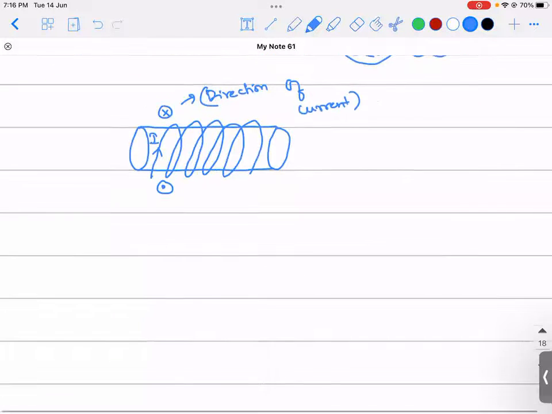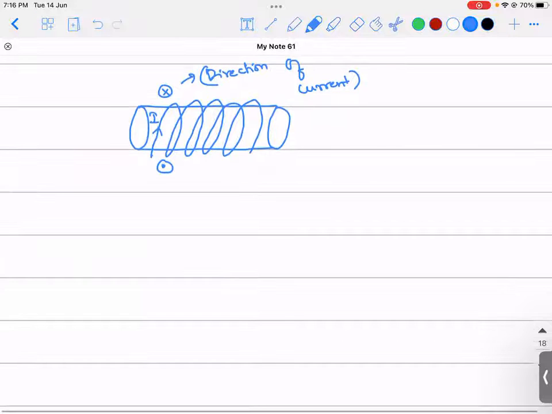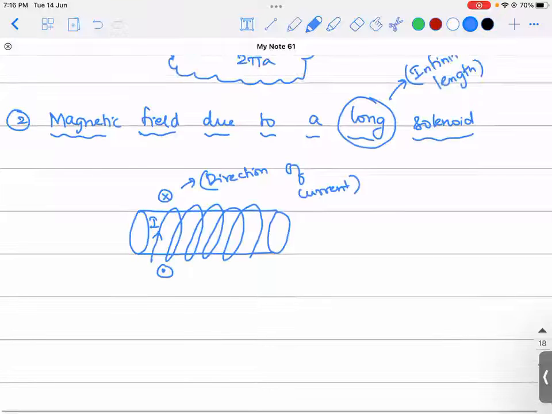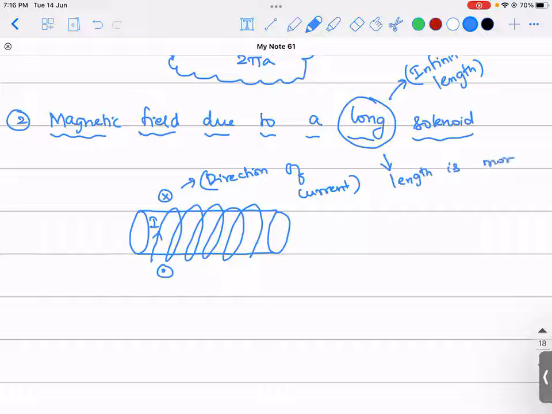For this, what we will do is draw an Amperian loop and then try to derive the magnetic field at the center of it. So remember, as I told you, it is a long solenoid. Long in the sense, generally when I say long, it is of infinite length, or we can say the length is more compared to the thickness.